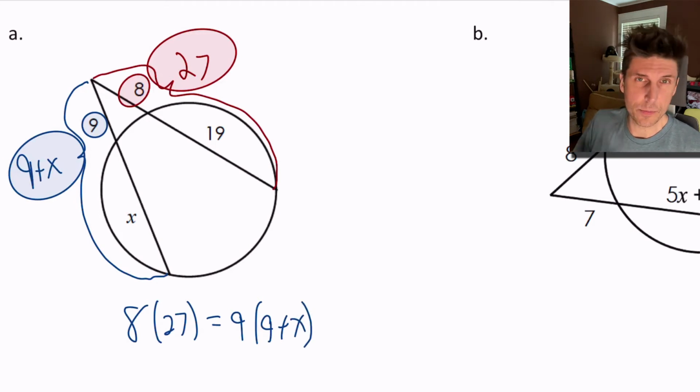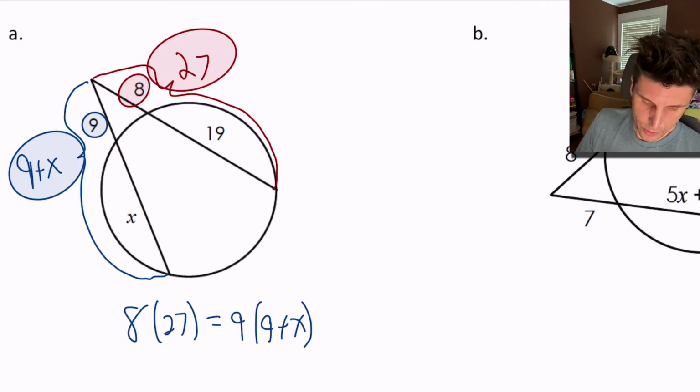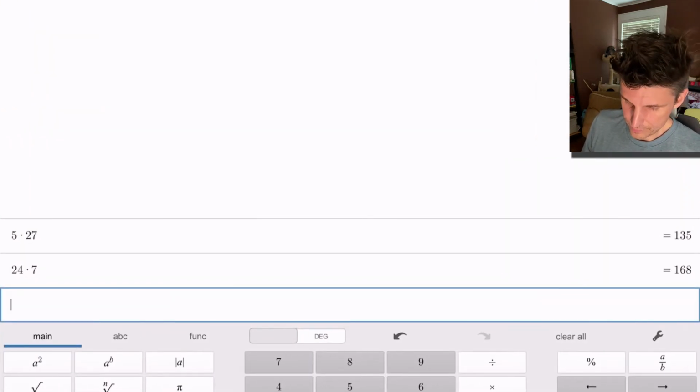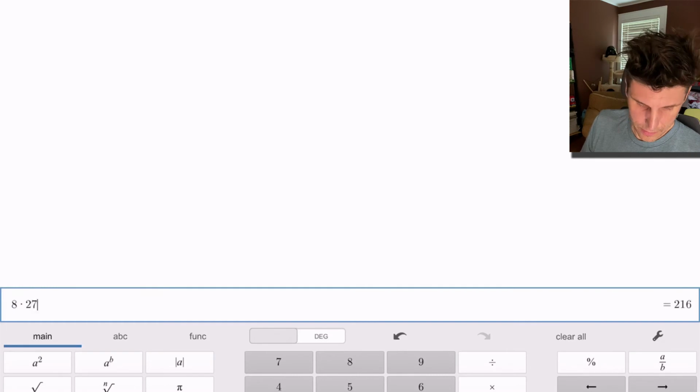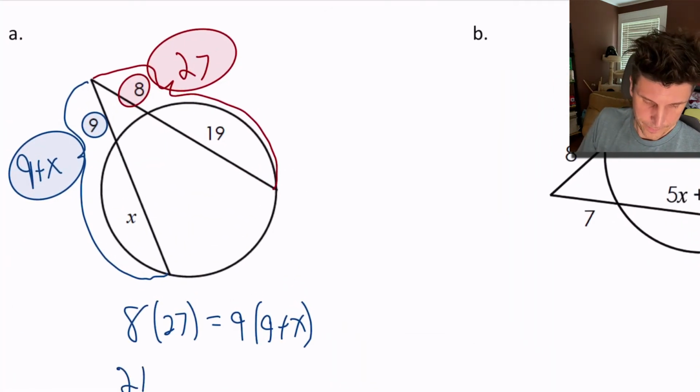There's your equation. That's the most important part. The rest, if you mess up, that would stink. But if I'm grading you, you're going to get most credit for just setting up that initial relationship. So I'm going to do 8 times 27, which is 216, equals, and then 9 times 9 is 81 plus 9x.